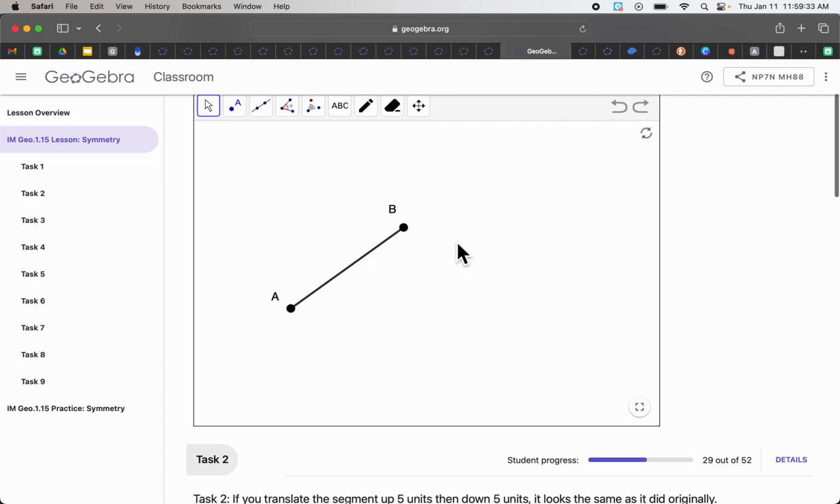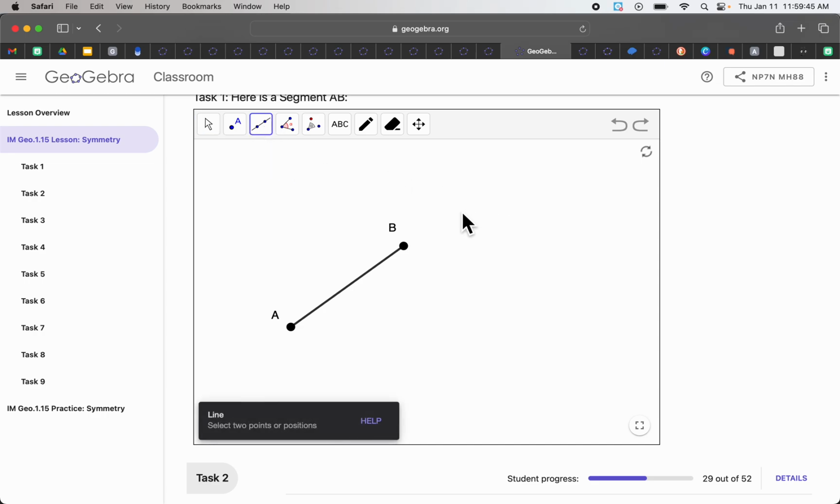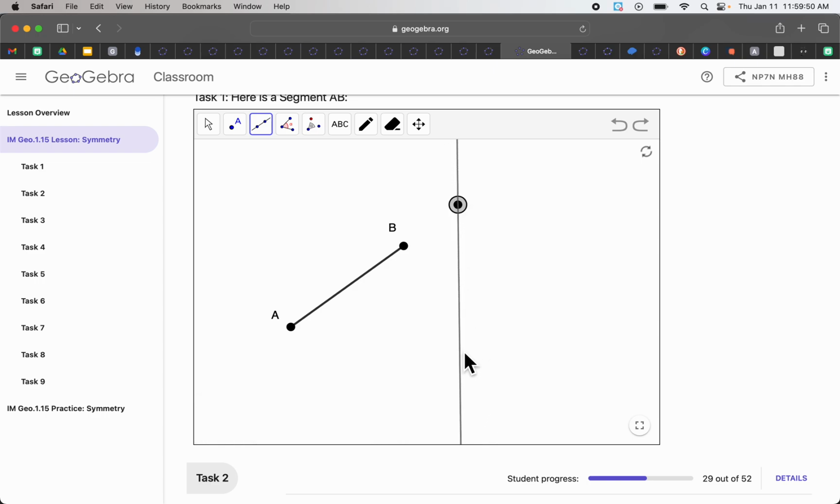So let's try and mix them up a little bit. What ones do you think we could try to use, and what do you think would work? Well, I'm going to suggest that we use a reflection first.